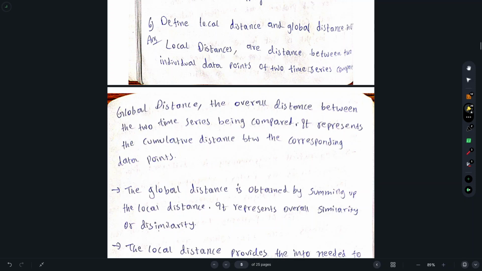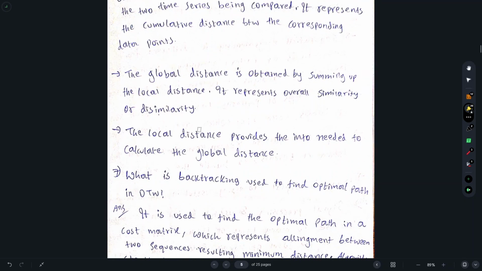Local distances are the distances between individual data points. Global distance is the overall distance between two time series. It represents the cumulative distance between the corresponding data points. The global distance is obtained by summing up the local distances. It represents the overall similarity or dissimilarity of the particular model. So the local distance provides the information needed to calculate the global distance.